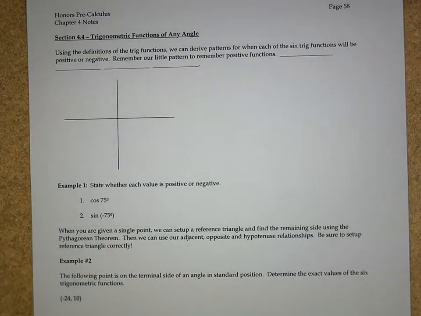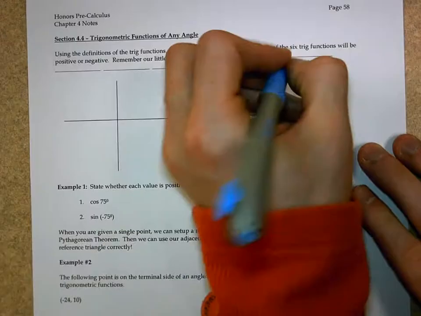Section 4.4 gets into the trigonometric functions of any angle. Everything that we have done so far is related to 30-60-90 or 45-45-90 triangles. But we can use some patterns to derive trig functions for any angle in any quadrant, even if it doesn't look like it's on the unit circle. So the first thing we want to look at is, when are different trig functions positive or negative? And we've got a little mnemonic device that we can use.